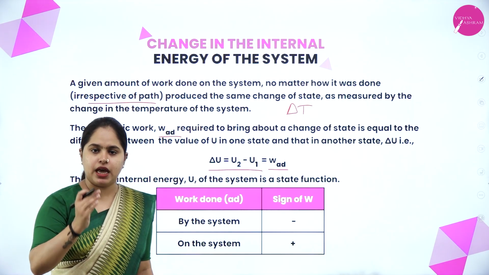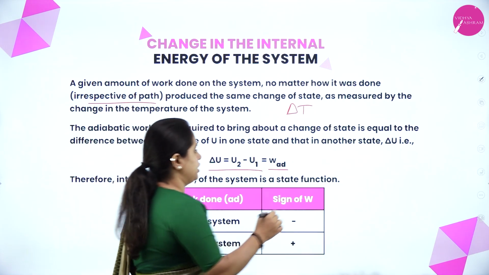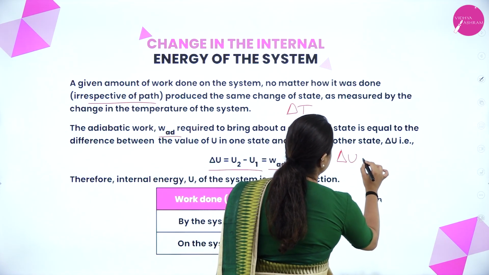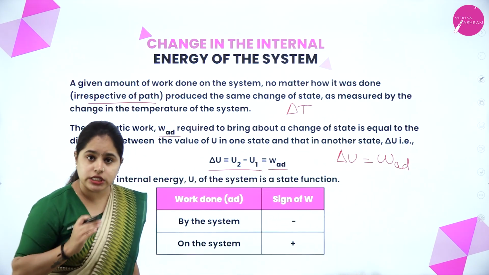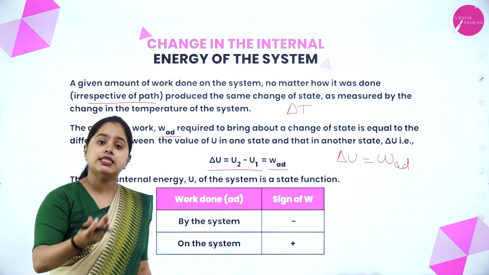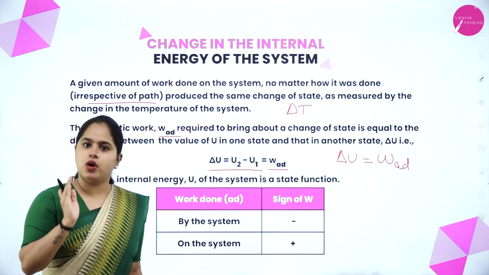Either it can be mechanical or electric work, but it is equal to the change in internal energy. That is, delta U is equal to W_ad. So your change in internal energy is equal to the work done in adiabatic conditions. Yes, so I hope it is clear.